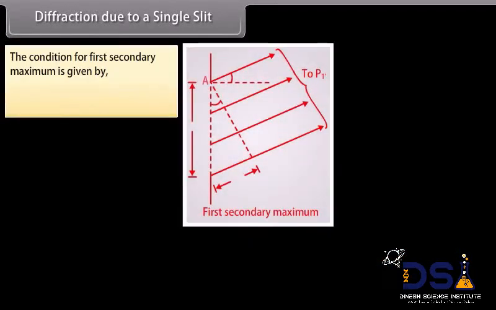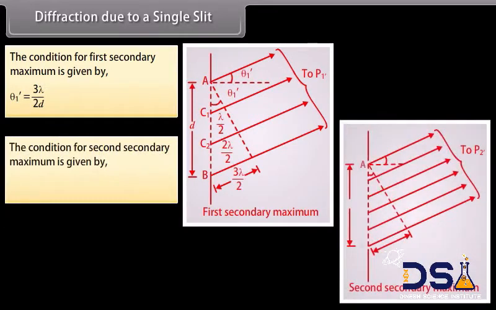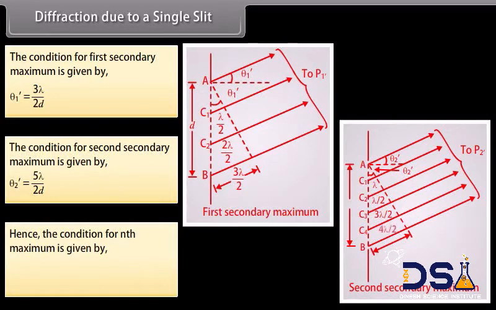The condition for first secondary maximum is given at an angle theta equal to 3 lambda upon 2d. The condition for second secondary maximum is given at an angle equal to 5 lambda upon 2d. Hence, the condition for nth maximum is given at an angle equal to (2n plus 1) lambda upon 2d.